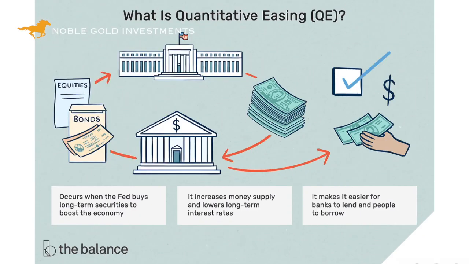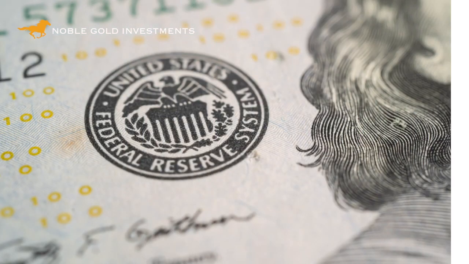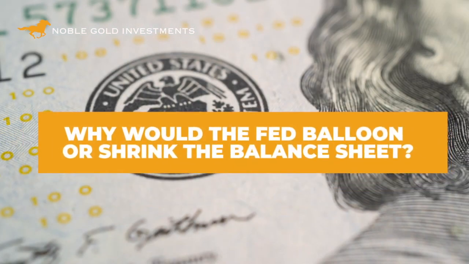When the balance sheet balloons, the interest rates go down. When the Fed shrinks the balance sheet, interest rates go up. Now that we know the basics, let's get to the important question. Why would the Fed balloon or shrink the balance sheet?